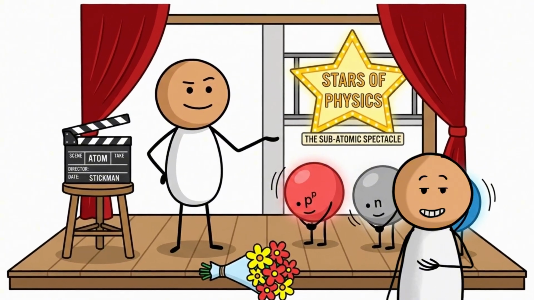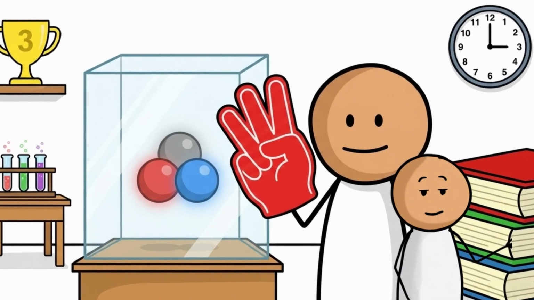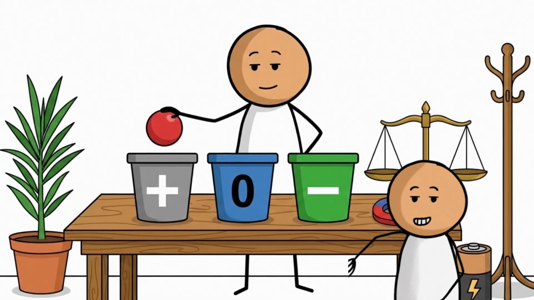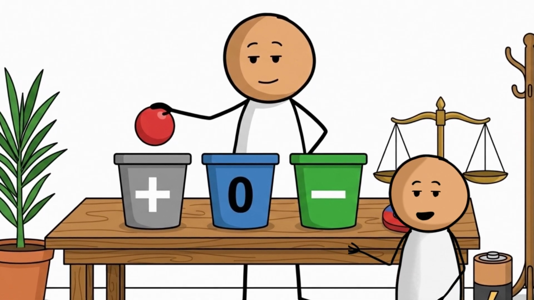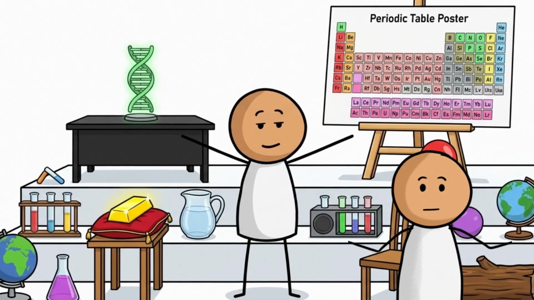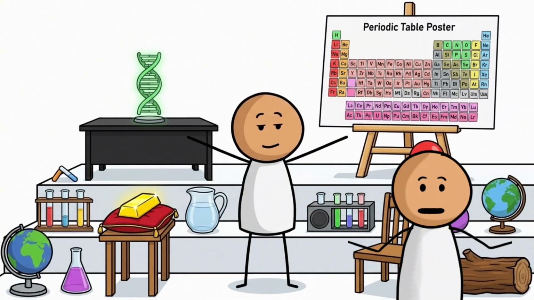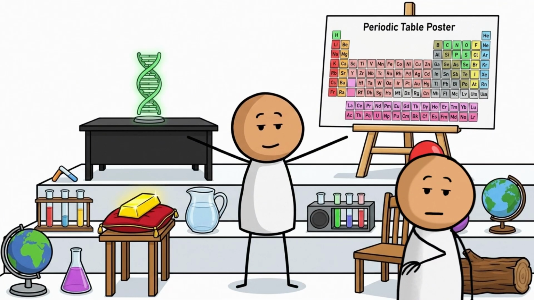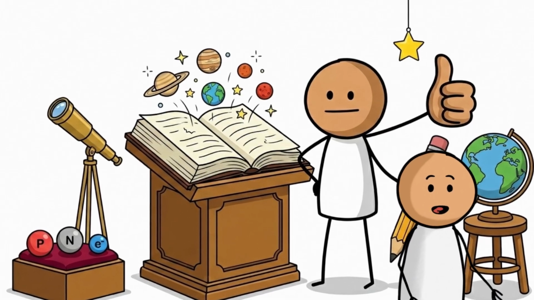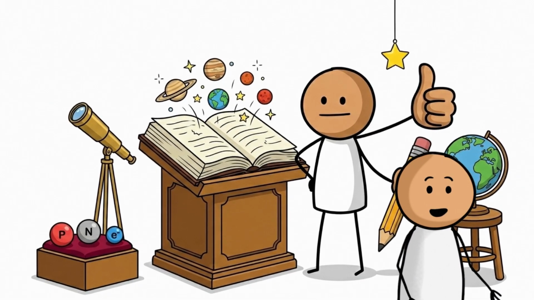And that's the entire cast. 3 particles. 1 positive, 1 neutral, 1 negative. Arrange them in different numbers and you don't just get one thing. You get every element on the periodic table, every molecule, every material, and you. The whole universe, written with a 3-letter alphabet. Not bad for just 3 little pieces.